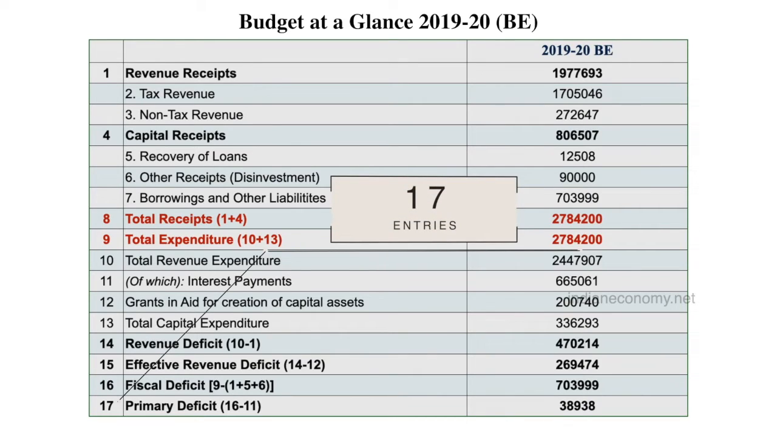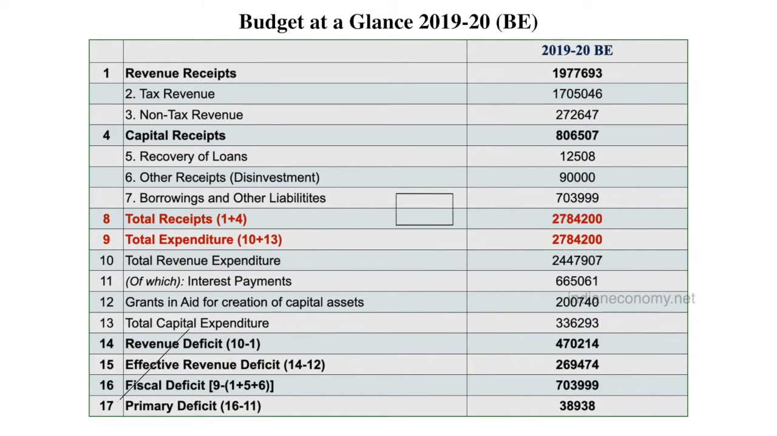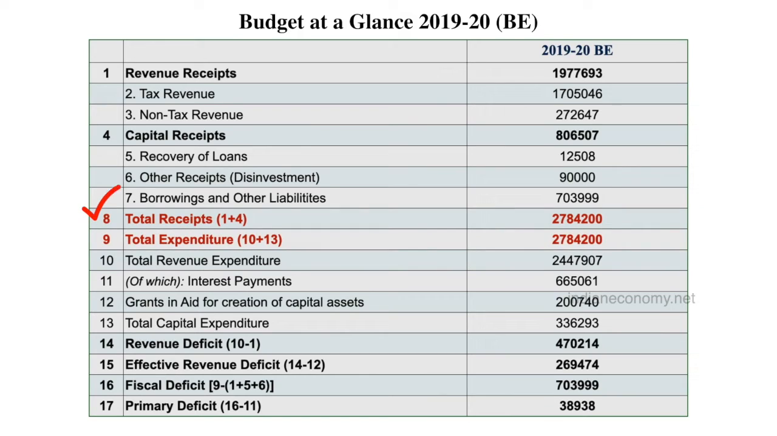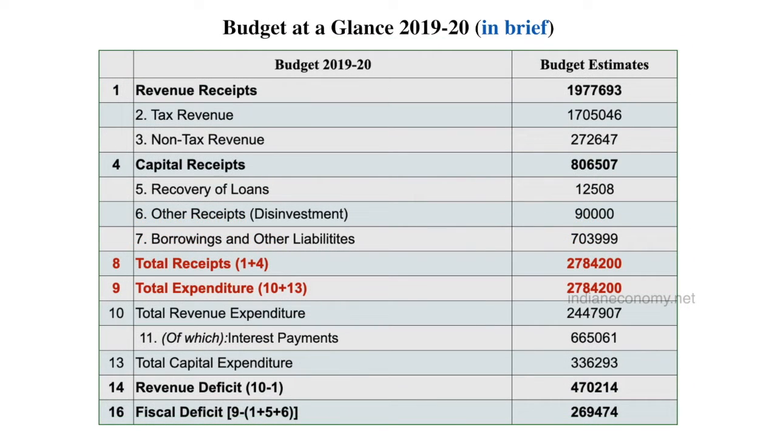And in this table, as we have seen, there are 17 entries. We will start with 2 entries, item number 8 and item number 9. Item number 8 shows total receipts of the government for 2019, whereas item number 9 shows total expenditure. You can see that both are equal. That means item number 8 is equal to item number 9, or total expenditure will be equal to total receipts. That is our beginning point. So in any budget, total expenditure will be equal to total receipts.